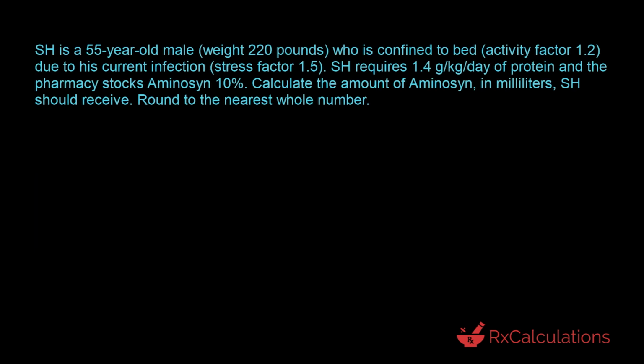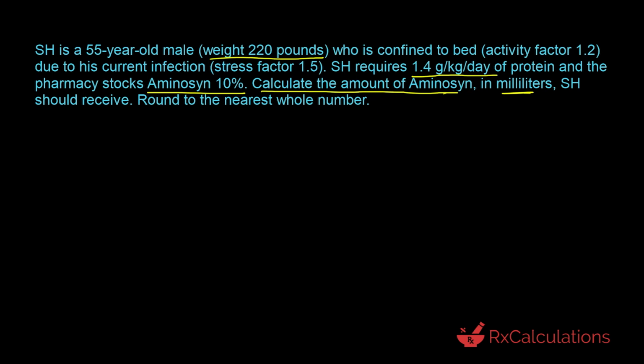Okay, let's do this. First, you read the question, right? What's the real question? Calculate the amount of amino acid in milliliters that SH should receive. So we're looking for the volume of Aminosyn. Now let's go to the question. SH is a 55-year-old male. The weight is 220 pounds. He's confined to bed, activity factor 1.2 due to his current infection. So the stress factor is 1.5. SH requires 1.4 grams per kilogram per day of protein, and the pharmacy stocks Aminosyn 10%. Calculate the amount of Aminosyn in milliliters SH should receive. Round to the nearest whole number.